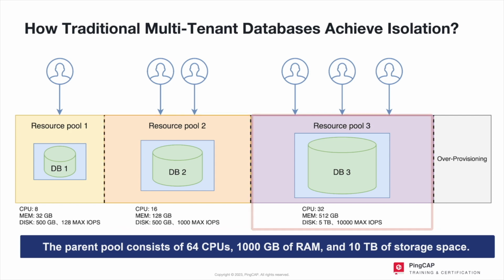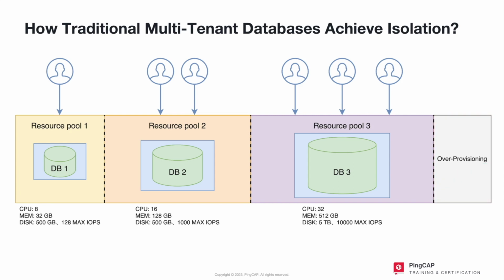Finally, we have DB3. DB3 needs far more capacity than the other two. We create resource pool 3 and assign it 32 CPUs, 512 gigabytes of RAM, and 5 terabytes of disk space. And we also will limit it to 10,000 IOPS. Our excess capacity over here to the right is 8 CPUs, 328 gigabytes of RAM, and 4 terabytes of disk space. Our new multi-tenant database has isolated the 3 databases from one another. This means that once a database reaches its limit, it cannot obtain resources from the others. That's important. This will be great in the beginning, but over the course of time, 2 problems may appear.